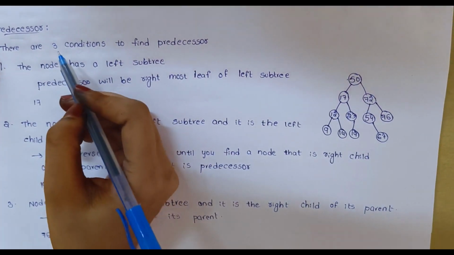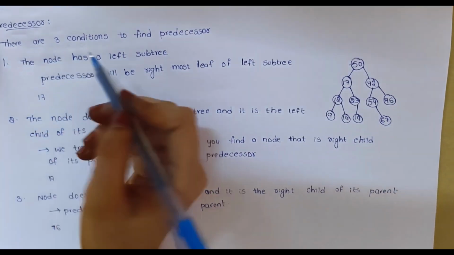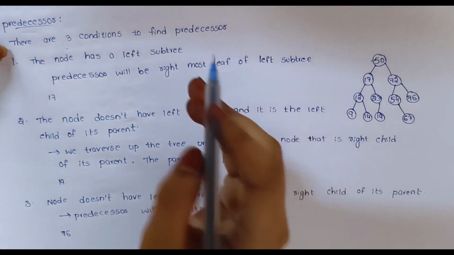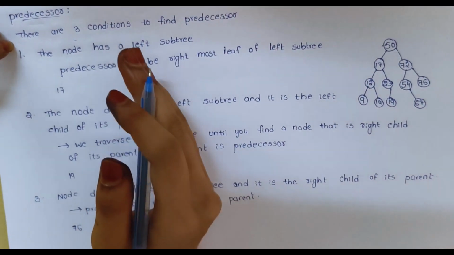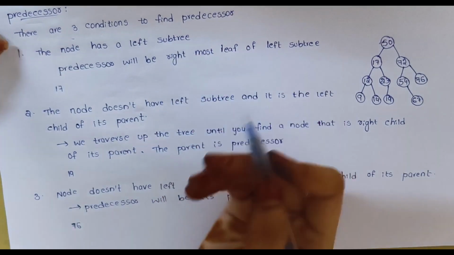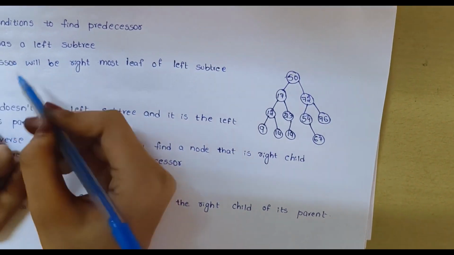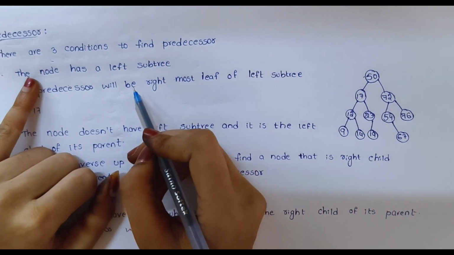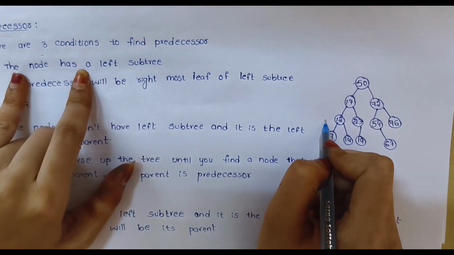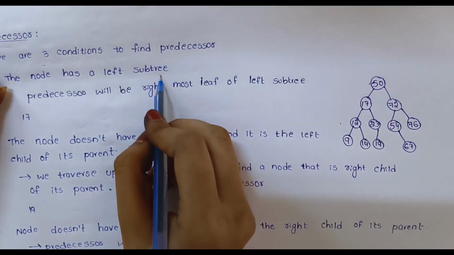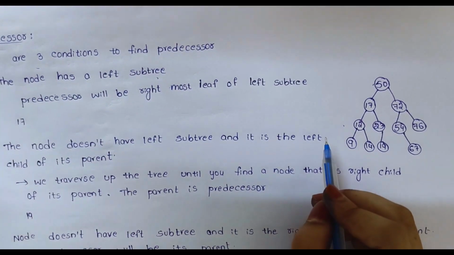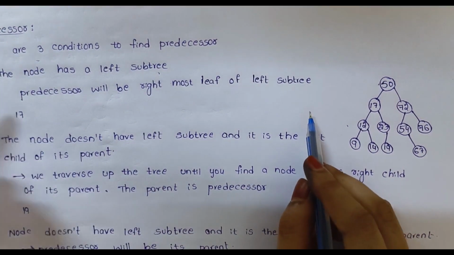In the same way as the successor, the predecessor also has three conditions. Predecessor is the opposite of the successor. First of all, if you want to find the predecessor of any particular node, we have to check whether it has a left subtree or not. If it has a left subtree, then the predecessor will be the rightmost leaf of the left subtree.